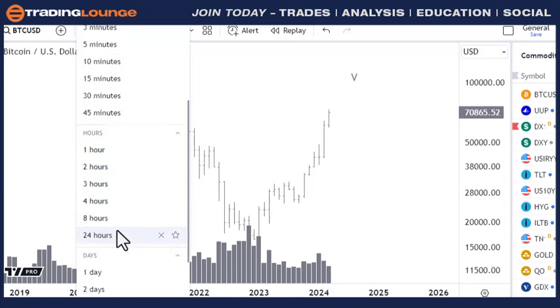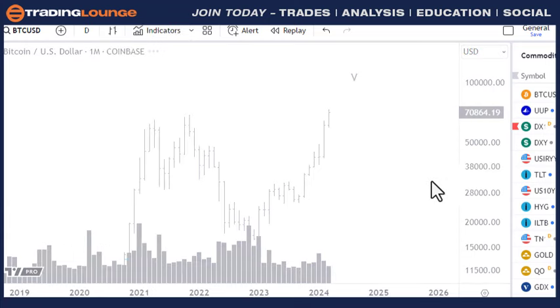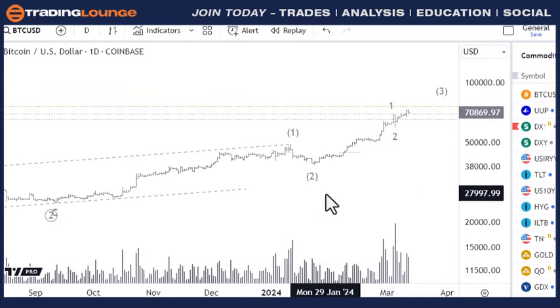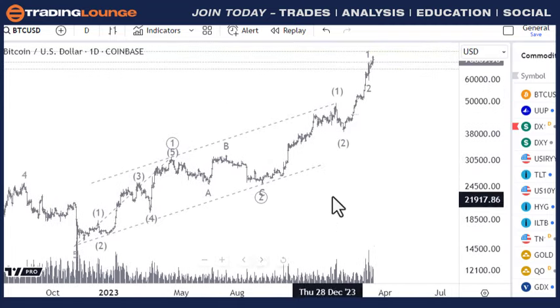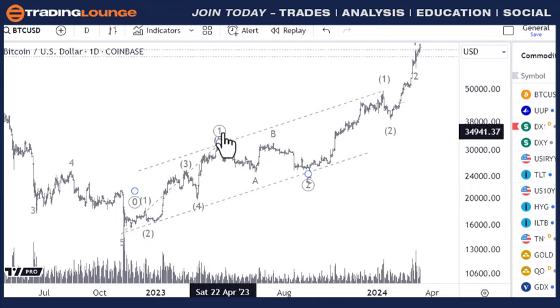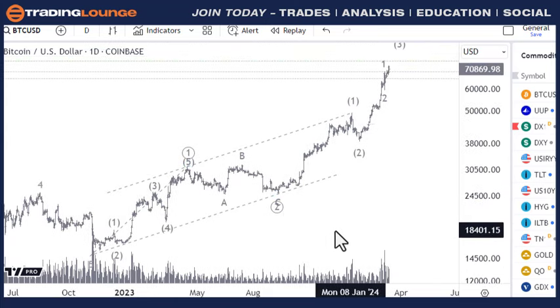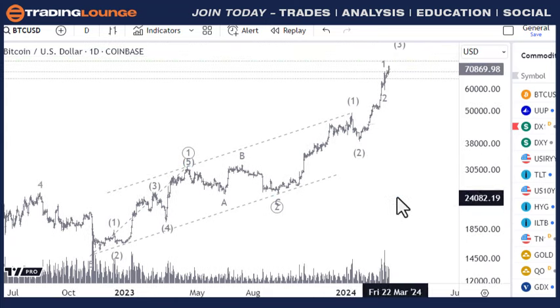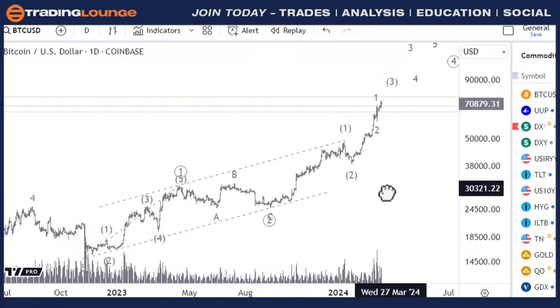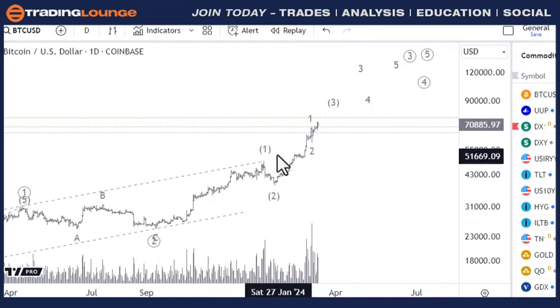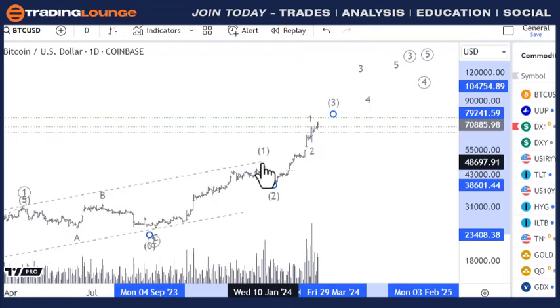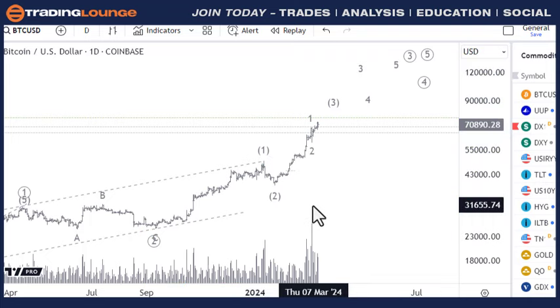In terms of counting it to the upside, it's pretty straightforward up until a point. Most Elliott analysts would have this as wave one and two here, and then one and two here. Now, this little move to the upside here, this is where you'll get variations of things. And that's okay as well. It's not that somebody's right or wrong. Well, somebody's going to be right, somebody's going to be wrong.